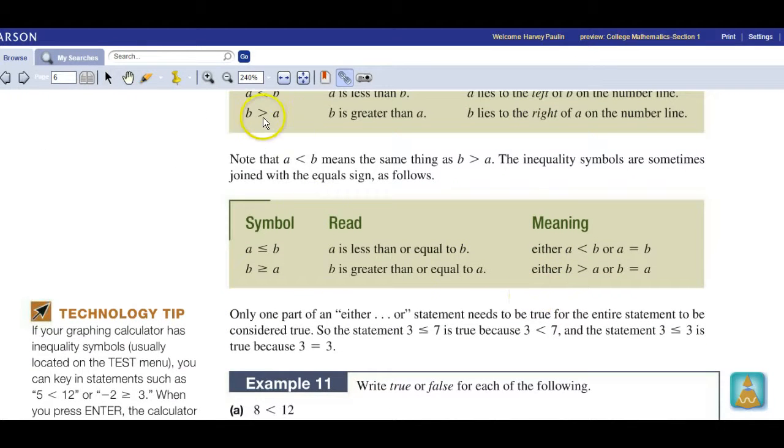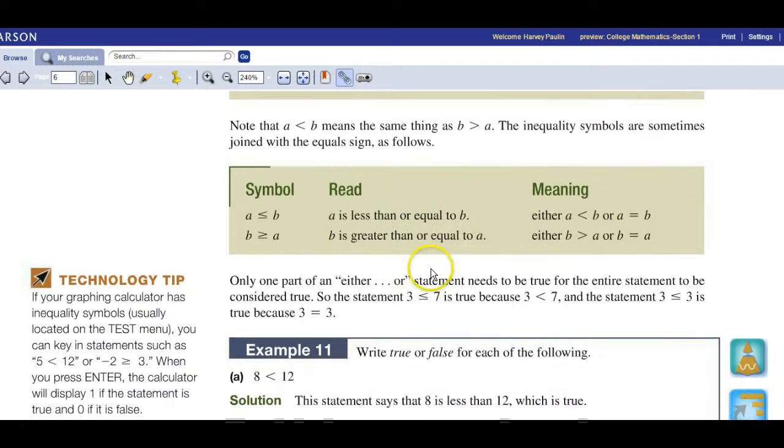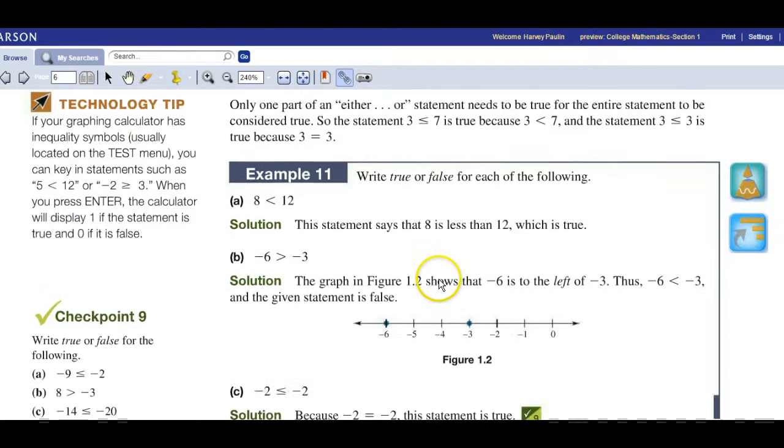Now, a modification of these up here is if we add half of an equal sign. This is A is less than or equal to B. B is greater than or equal to A. Now, for this to be a true statement, just part of that needs to be true. And you'll be given examples of this.